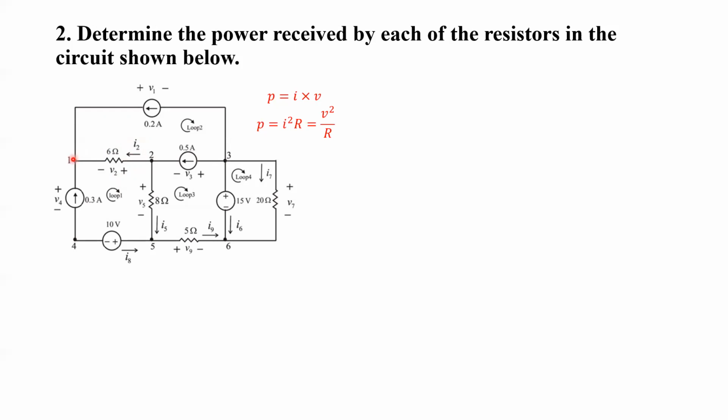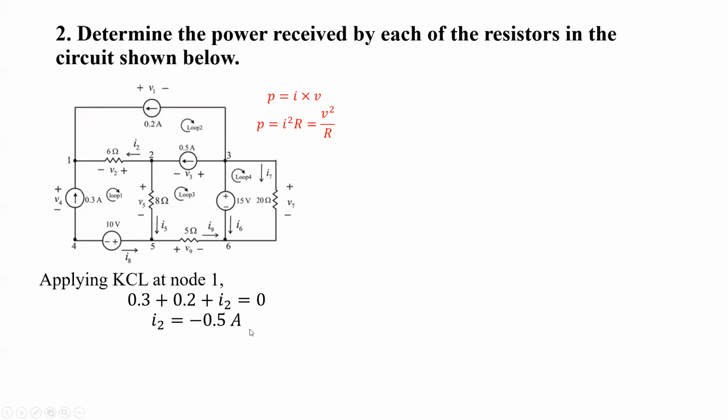using KCL at node 1. When we apply KCL at node 1, this 0.3 ampere is incoming current, I2 is incoming current, and 0.2 is also incoming current. All these three are incoming currents, right? So the sum of incoming currents equals outgoing current. There is no outgoing current, so it's equal to 0. After simplification, we get I2 equals minus 0.5 ampere.